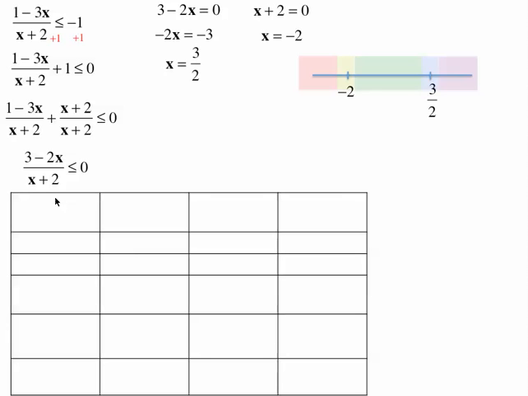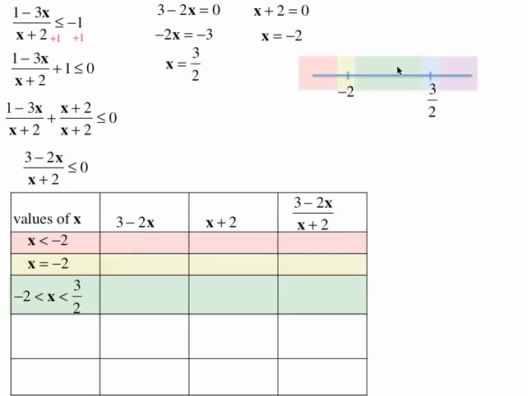Now I'm going to make a little chart here, and we're going to look at those 5 regions. The 5 regions are the part where x is less than negative 2, that's that red or pinkish region, and then the part where x is equal to negative 2, which I've colored yellow-ish, and then this part between negative 2 and 3 halves, which I've colored green, and then the part where it's equal to 3 over 2, and then the part where it's greater than 3 over 2, which is right here. Now we're looking at the top part, which is 3 minus 2x.